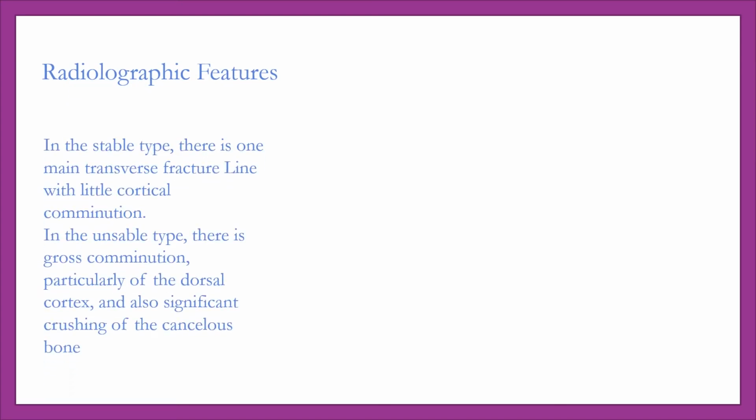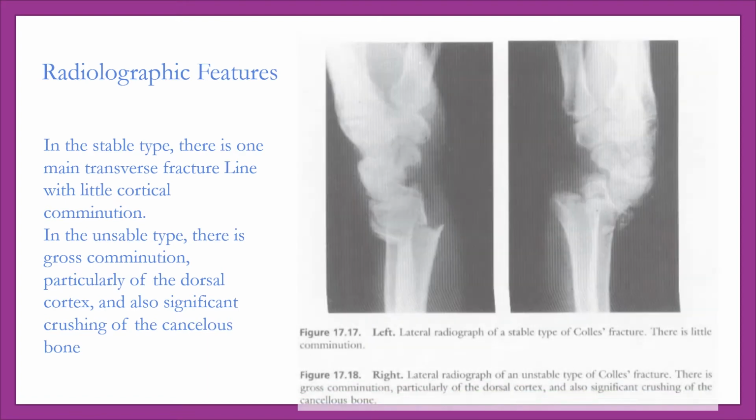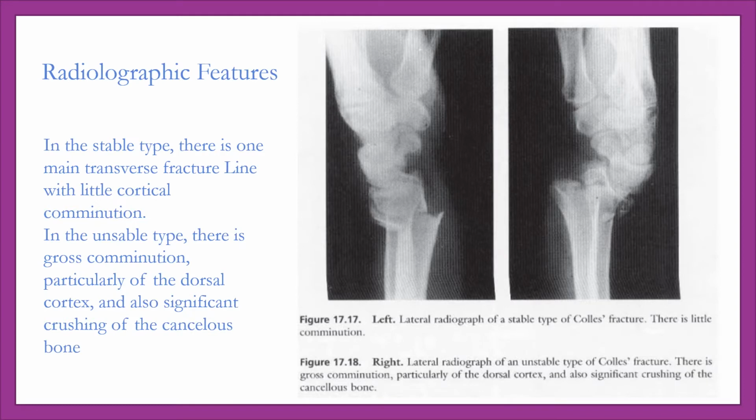Radiographic features: in the stable type, there is one main transverse fracture line with little cortical comminution. In the unstable type, there is gross comminution, particularly of the dorsal cortex, and also significant crushing of the cancellous bone. Figure 17.17, left, lateral radiograph of a stable type of Colles fracture. Figure 17.18, right, lateral radiograph of an unstable type, with gross comminution particularly of the dorsal cortex and significant crushing of the cancellous bone.